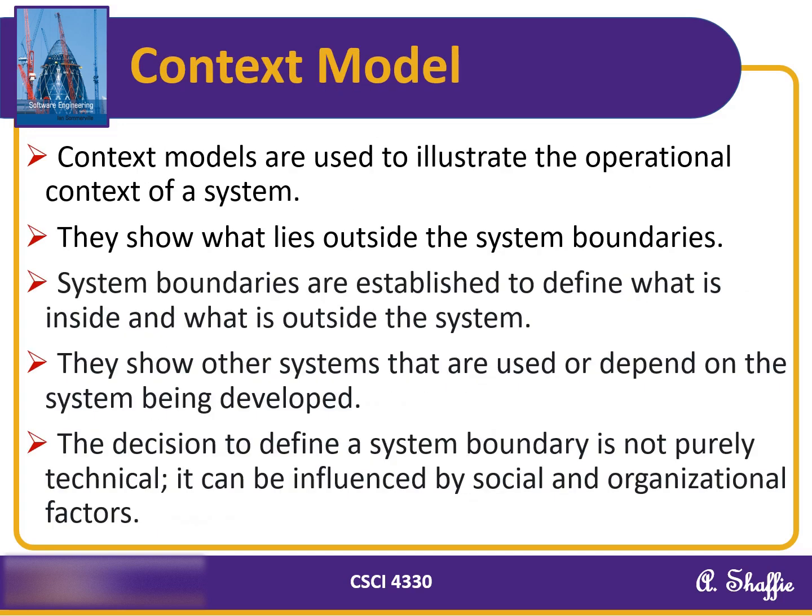Let's begin with our first type of model, the context model. Think of context models as a blueprint of a system's surroundings, clearly defining what belongs to the system and what doesn't. These models act like maps outlining the boundaries of the system and showing its interactions with external environments. It's more than just code and software. It is about understanding the connections between the system and the people, organizations, and other systems it interacts with.